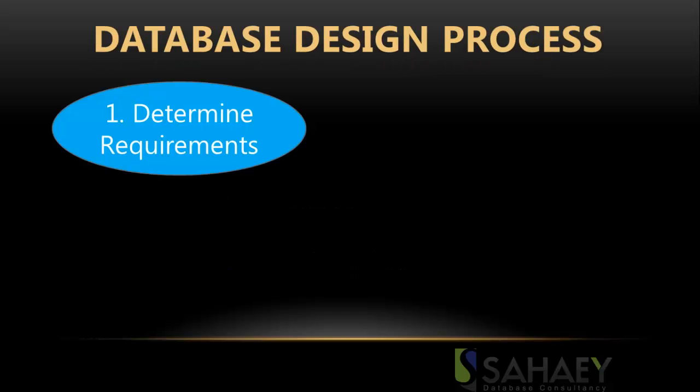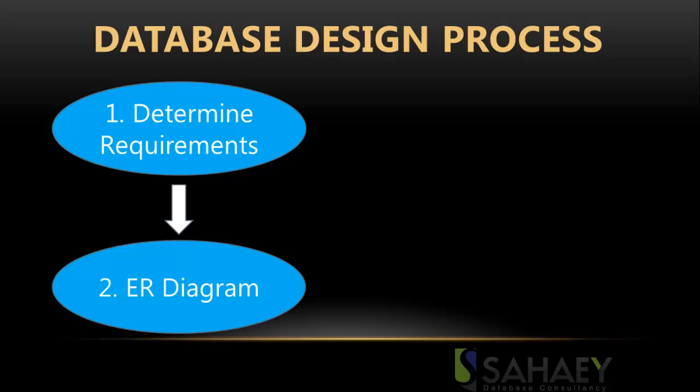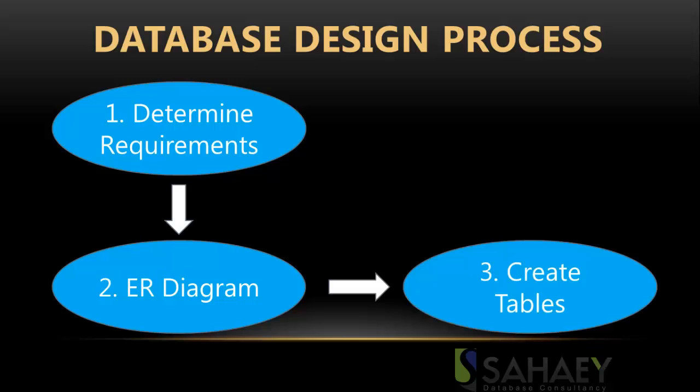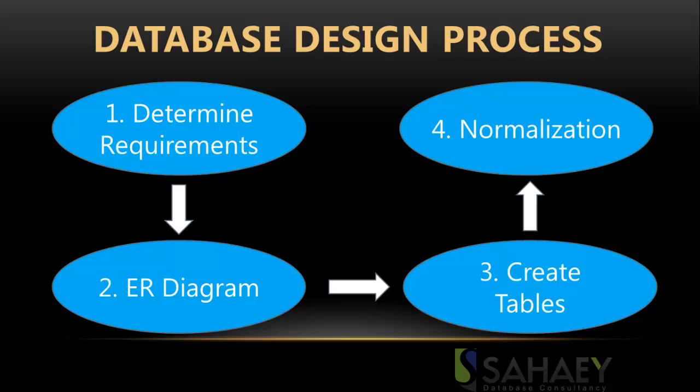The first step involves interviewing the potential users of the database to understand their needs. The second step is to build an entity relationship model based on the user requirements. In the third step, we create the database tables based on the ER model. And the final step is to refine the database tables to remove duplication and ensure that the data dependencies are correct. Let's have a look at these steps in a bit more detail.